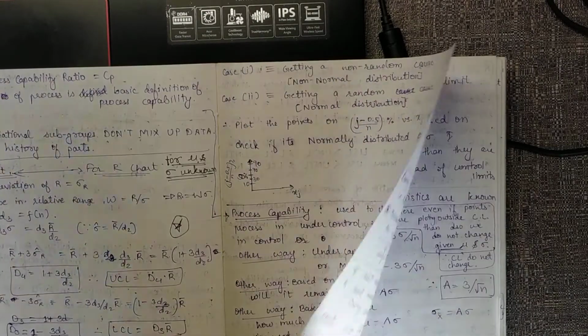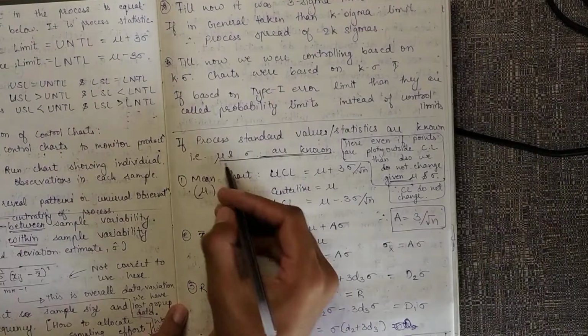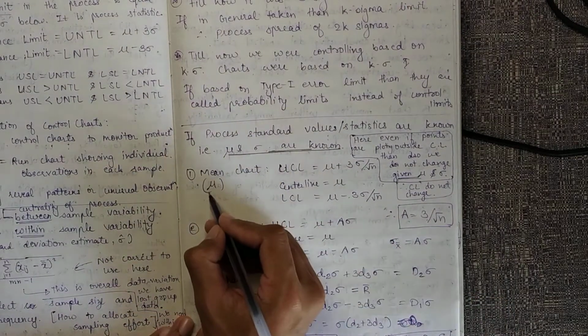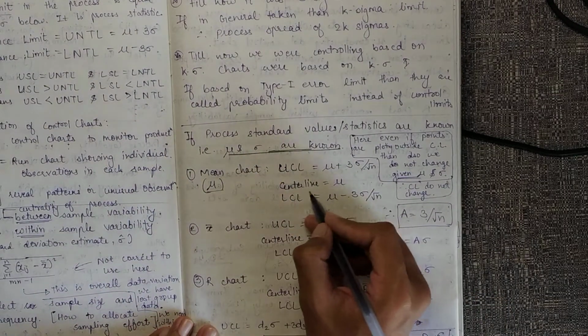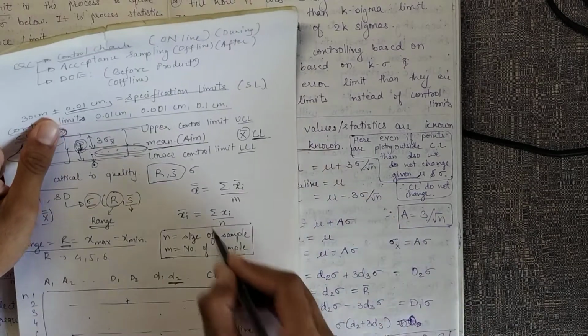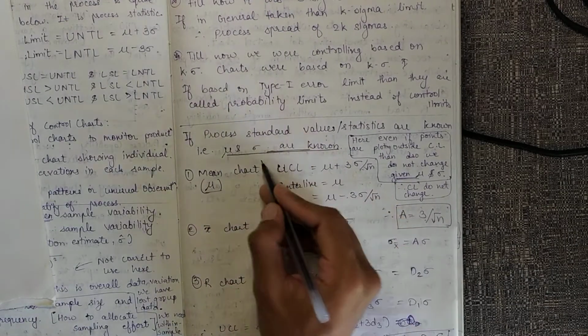Then there is another chart where mu and sigma are known. In that case, the first chart is for mu. Since mu is directly given, we need not calculate x double bar. So x double bar need not be calculated. We directly have this. So mu and sigma are known.